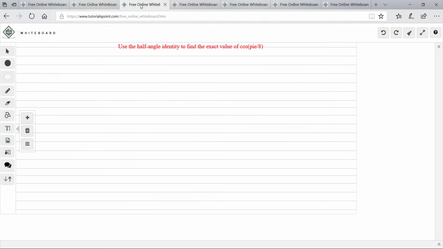Use the half-angle identity to find the exact value of cosine pi over 8. So we've got to use the half-angle identity to find the exact value of cosine pi over 8. So I will not use pi over 8, I will use pi over 4, because pi over 4 divided by 2 gives you pi over 8.